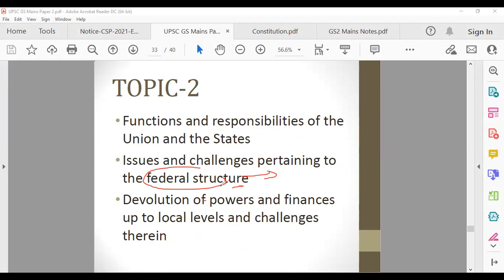So let's start this federal structure part. Then we'll talk about union and state, devolution of power, everything. Let's start from the basics. First of all, the term here is federal structure. What is a federal state? What do you understand by a federal state? What do you understand by a unitary state?